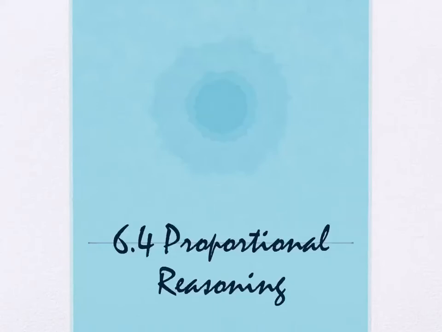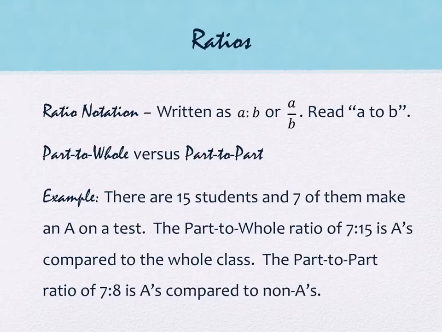All right, 6.4, proportional reasoning, is going to conclude our chapter 6. And in this section, we're going to talk about how ratios are used for comparison and proportions used within them. So ratio notation can be written as A colon B, A over B, and either way we read it as A to B. So that is our definitional notation that we read it as.